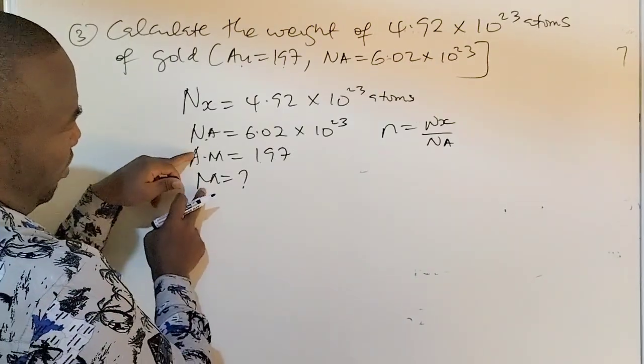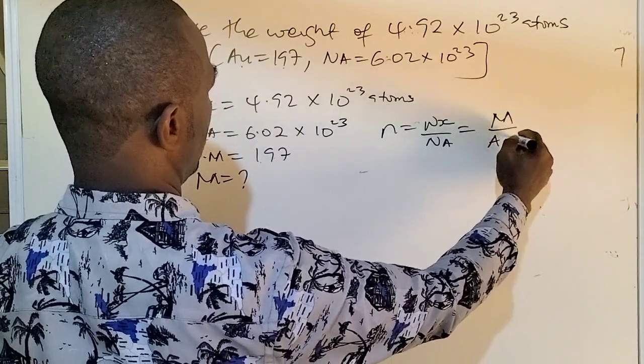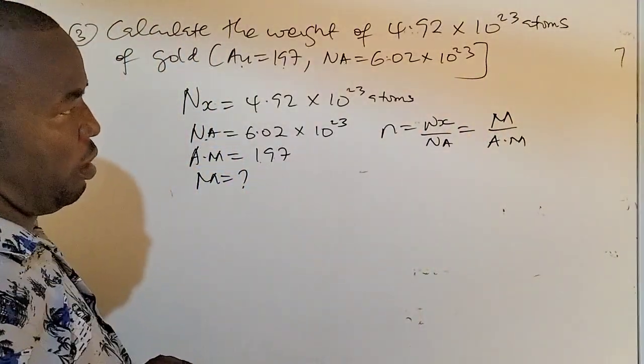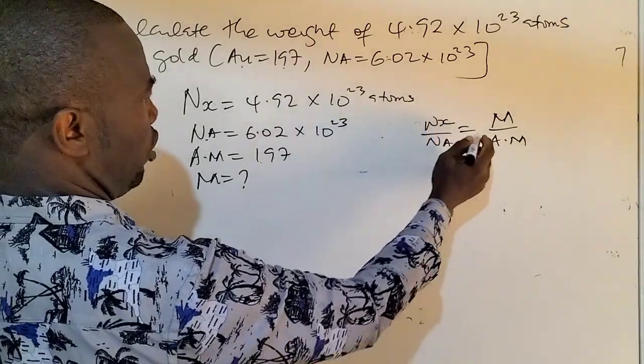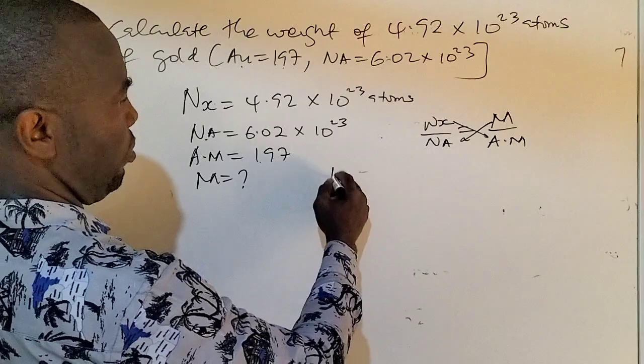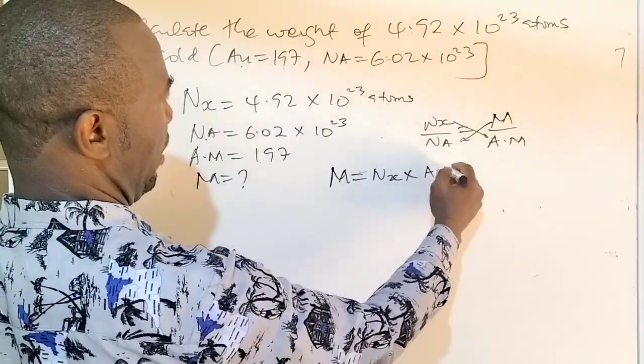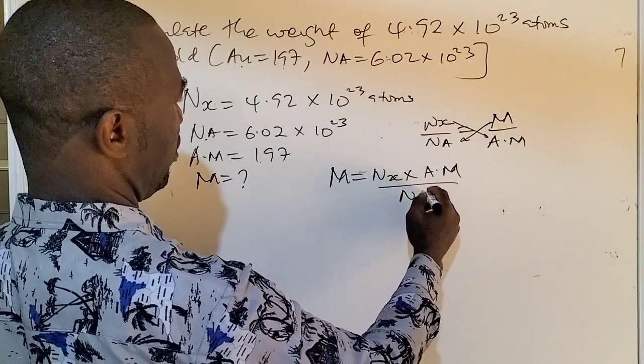Look at these other two items. Mole is also given as mass over atomic mass. So you can connect them together. Then all you have to do is to cross multiply and make mass the subject. The mass becomes equal to number of atoms times atomic mass all over Avogadro's constant.